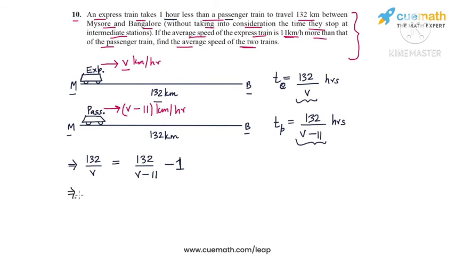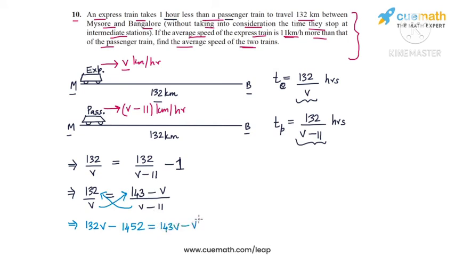So we have 132 by v, and on the right side let's take the LCM. So we have v minus 11 in the denominator, and in the numerator we have 132 minus v plus 11, so 143 minus v. And now let's cross multiply. So we have 132 times v minus 11, so that's 132v, minus 132 times 11 is 1452, and then let's cross multiply v with 143 minus v, so we get 143v minus v square.